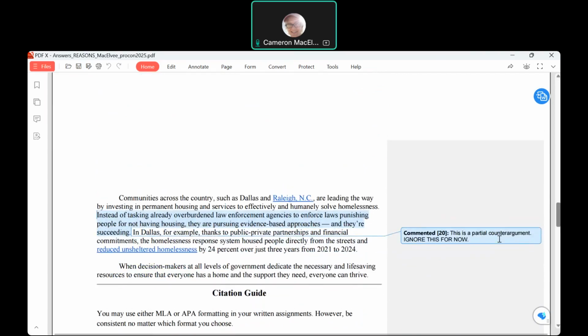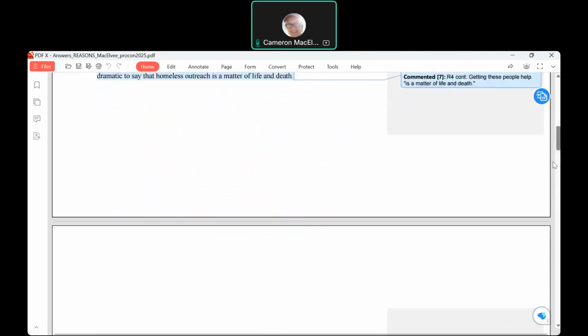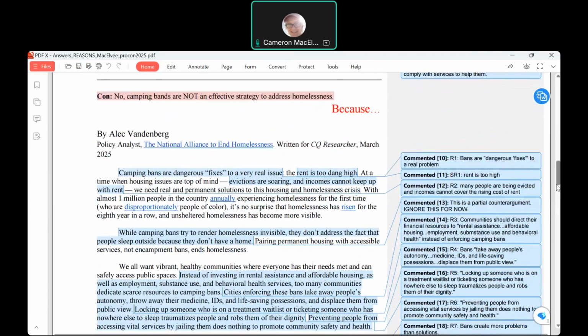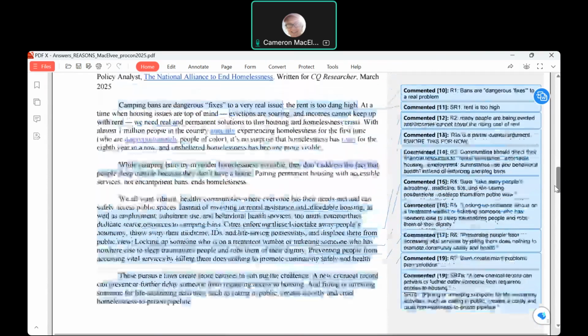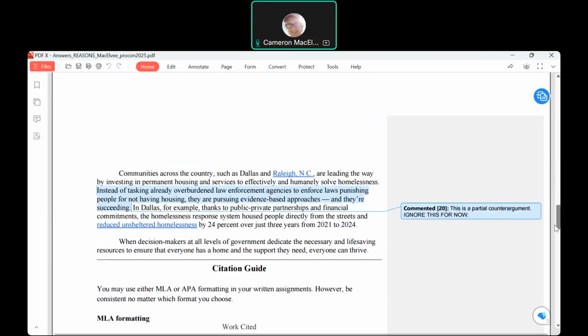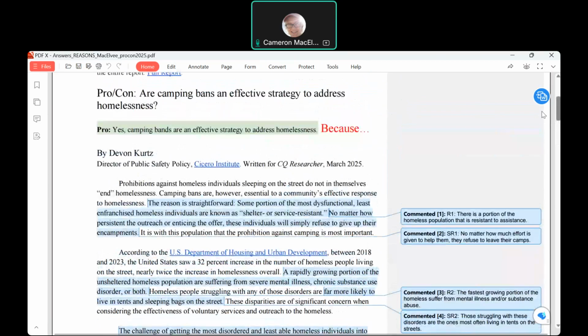I want you to ignore, so let me really quick here. So Devin had 6 reasons, Alec has 7 reasons, and his 7th reason has 2 supporting reasons. Plus he has that partial counter argument, and he also has another partial counter argument here. Instead of tasks already overburdening law enforcement agencies to enforce laws punishing people for not having housing, they are pursuing evidence-based approaches and they're succeeding. So you're going to ignore that for now too. Boy, I know. That's crazy, right? So you might want to, again, go through this at 2 times speed.